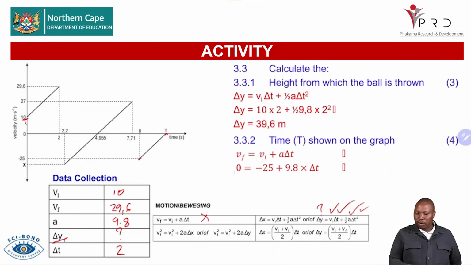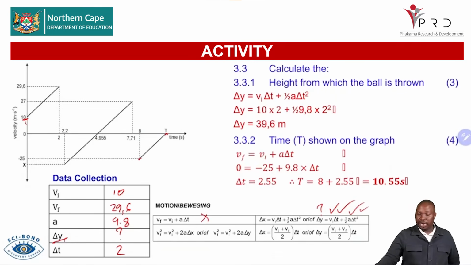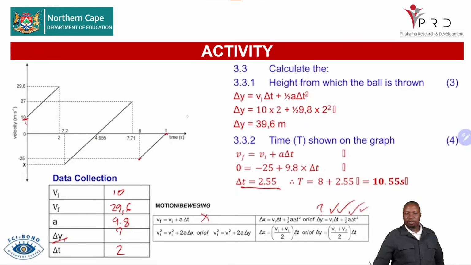Initial velocity was minus 25, and then you know the acceleration, and then you can determine your time. And with no wasting time, you're able to determine 2.455 as your time. You add the 8 plus 2.55, because the question was the time from there to there, which is 8 plus the 2.55 for that motion. Then you are able to get 10.55.